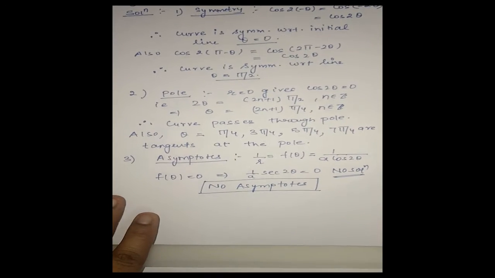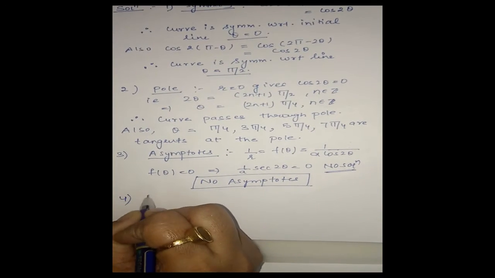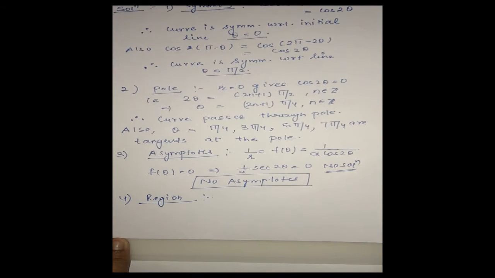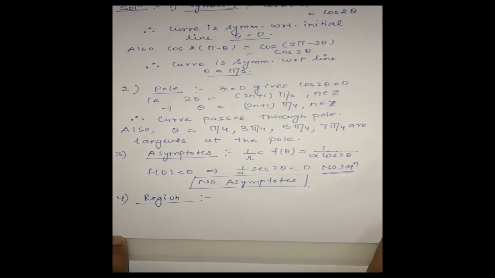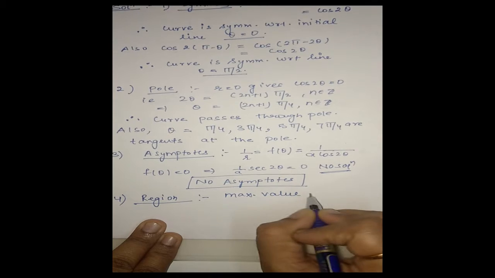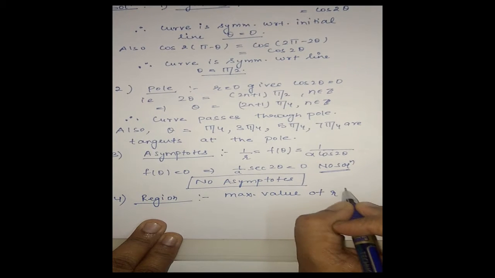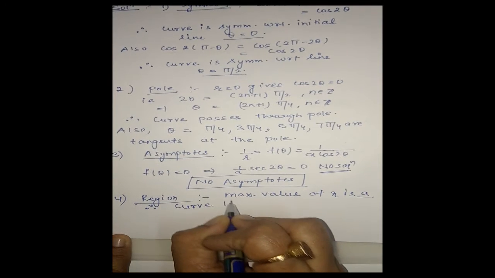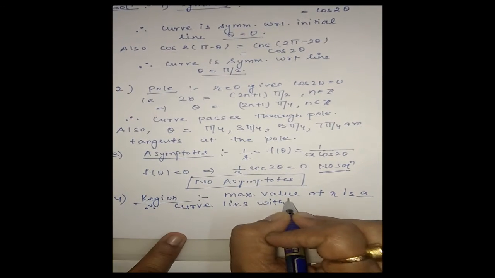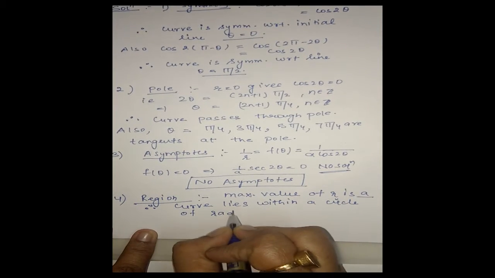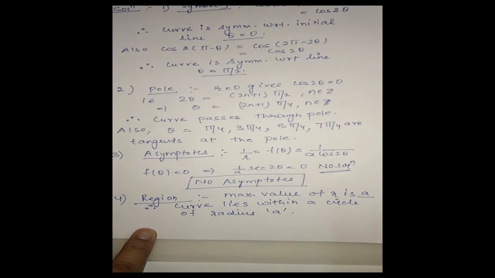Next comes the region. Now, the maximum value of cos 2 theta is 1. Therefore, the maximum value of r is 1 into a, that is a. Therefore, the curve lies within a circle of radius a. This is the region of the curve r is equal to a cos 2 theta.